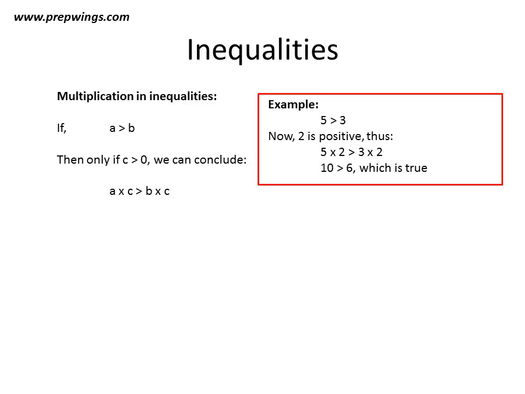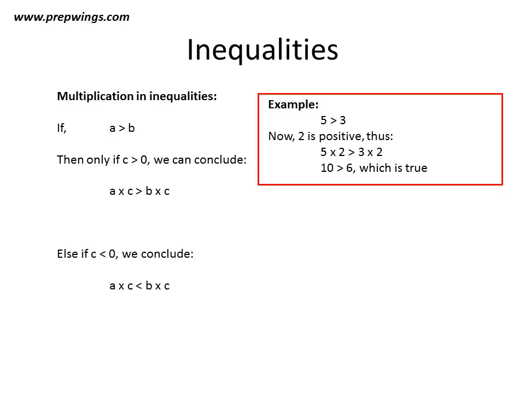5 is greater than 3. Now 2 is a positive number which is greater than 0. Thus if I multiply the inequality by 2, my inequality sign, which is greater than here, doesn't change. So 5 into 2, which is 10, and 3 into 2 is 6, and 10 is greater than 6. So as you see, the inequality sign doesn't change.